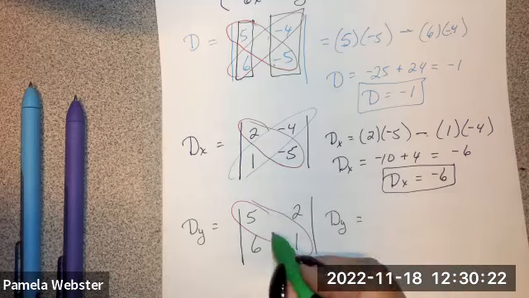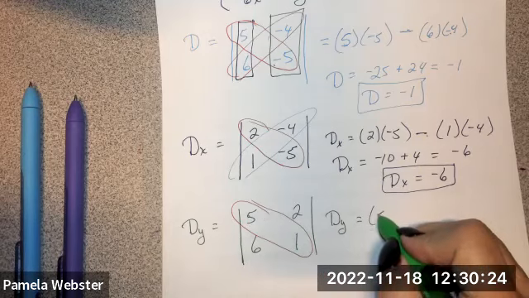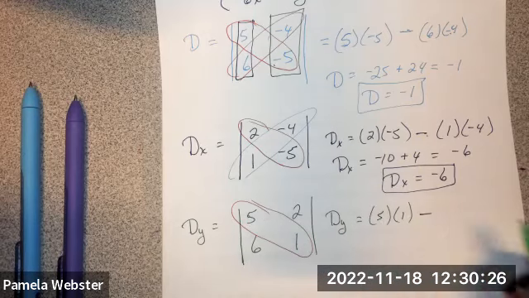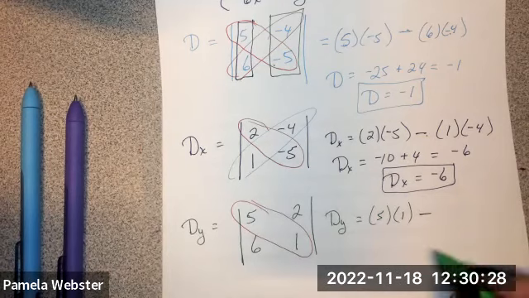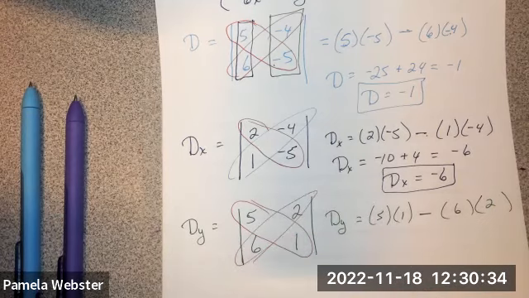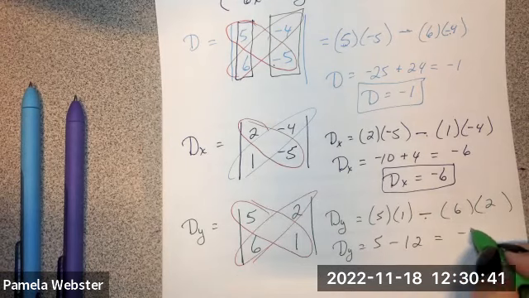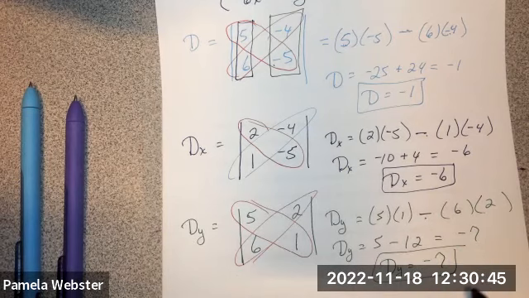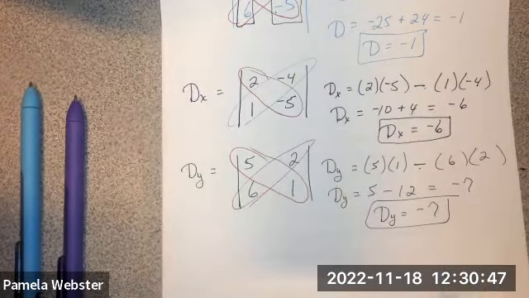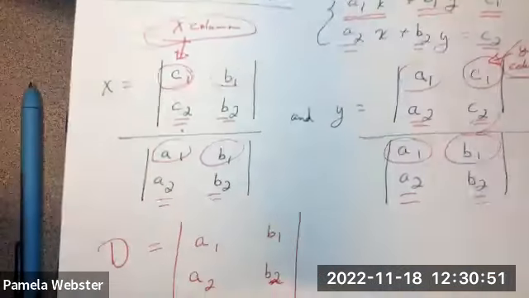D sub y is equal to 5 times 1 minus, because there's a minus in the formula, 6 times 2. That's my other diagonal, right? So d sub y is 5 minus 12. That's a -7. D sub y is -7. All right. Yay, I got 3 values. Okay. So now go back to the original.